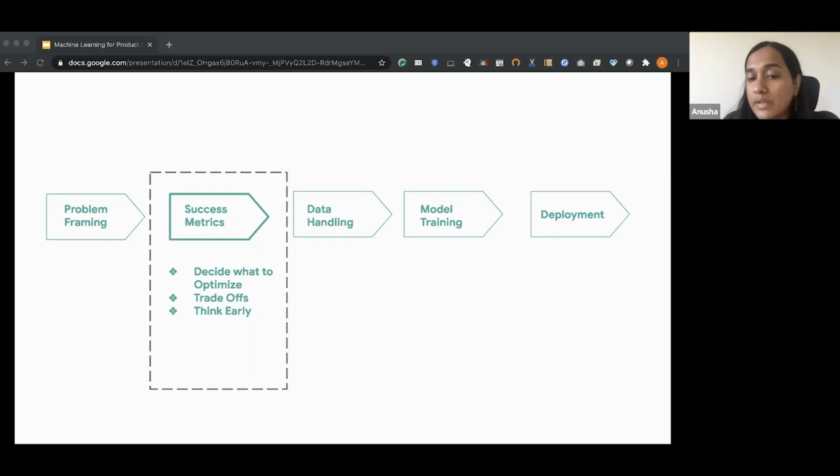Thinking early on about this, getting buy-in from both leadership as well as your team, your eng partners or other partners that you work with, and being able to articulate the value proposition of the ML feature is going to be quite important.